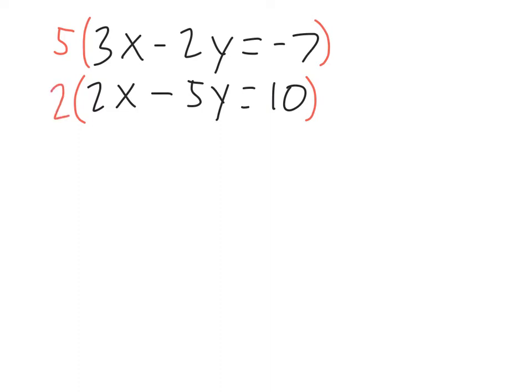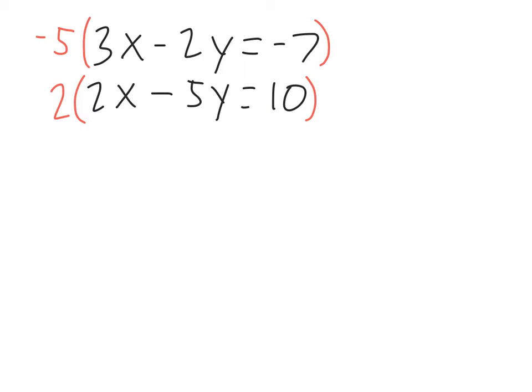Then, notice that these are both negative. So in order to change this equation correctly, we need one of them to be positive. It doesn't matter which one. For the fun of it, let's just say the top one. So that means we're going to have to multiply the top one by a negative 5 instead of a positive 5.